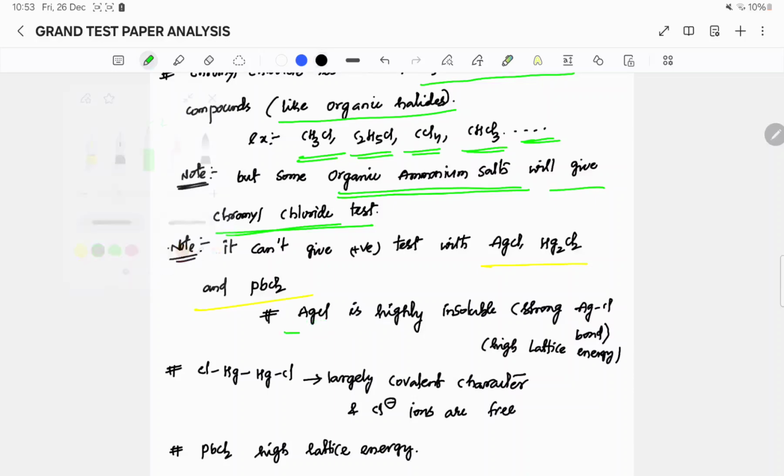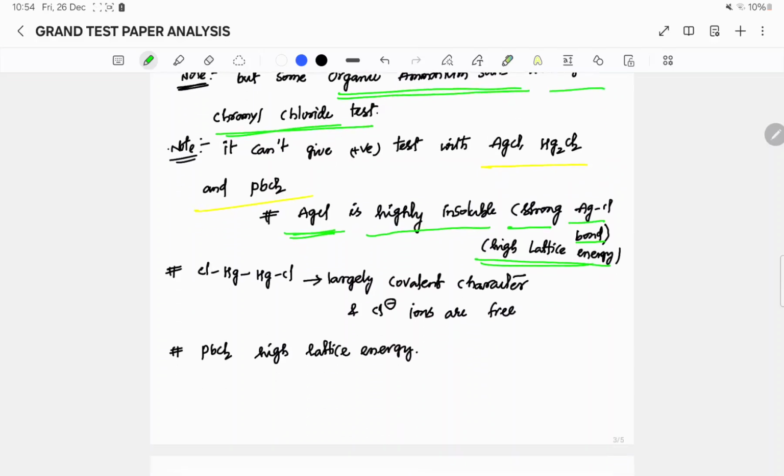So look at, student, the reason is here. AgCl, silver chloride, is highly insoluble and has a strong Ag-Cl bond. That means it has high lattice energy. So here it is not possible to break the bond, right? Now free Cl minus ion is not available, then it cannot give the reaction with chromyl chloride. Similarly, student, Hg2Cl2 has largely covalent character and Cl minus ions are not free, okay? And PbCl2 also has high lattice energy. So that's why AgCl, PbCl2 and Hg2Cl2 do not give any positive test with chromyl chloride.